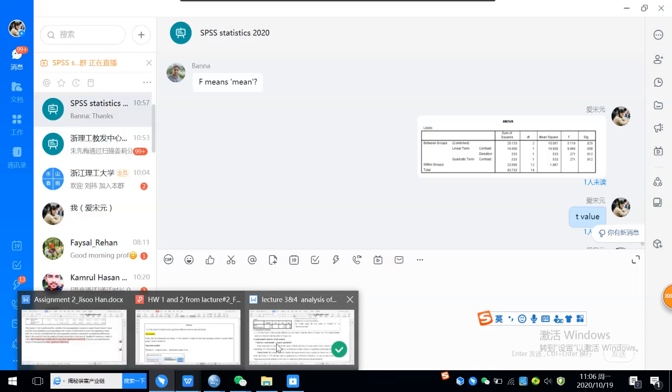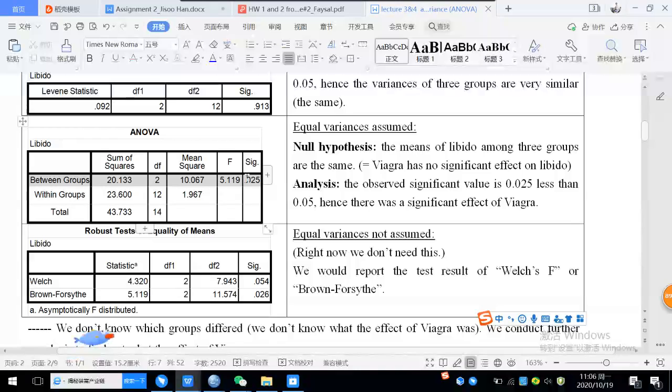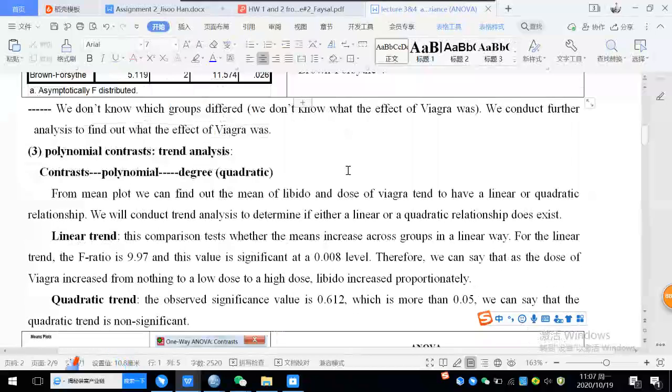Somebody wants to know how to calculate the F value. The F value is the mean square between groups, 10.067, divided by the within-groups mean square, 1.967. This value divided by this value is the F value. So the larger the F value, the more significant. Okay, so here is the result analysis.